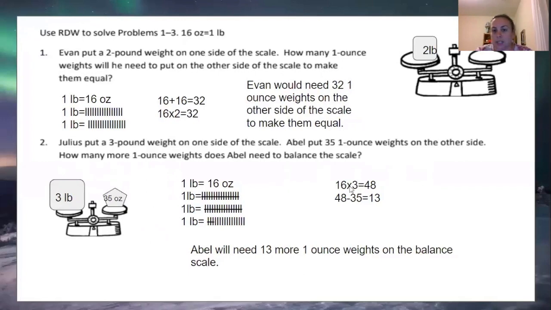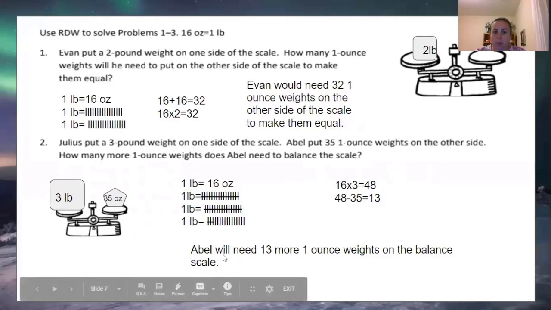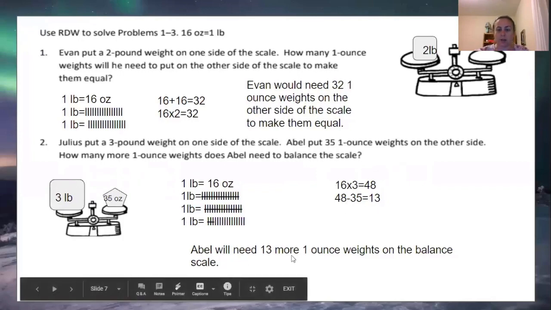Or we could say 16 ounces times 3 pounds gives us 48 ounces. 48 minus the 35 he already has gives us 13 ounces. So Abel will need 13 more 1-ounce weights on the balance scale. So there's a couple different ways we can solve that one.